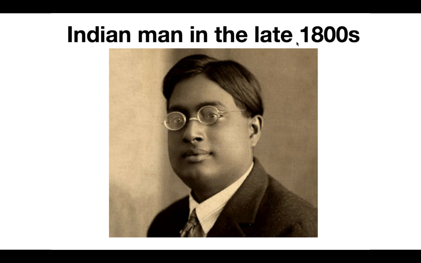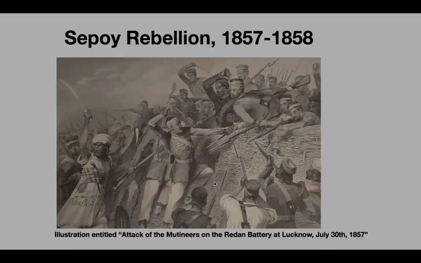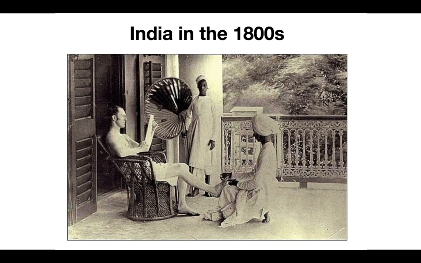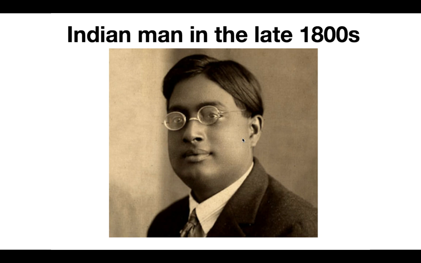So Indian man in the late 1800s. This, clearly we see he's wearing glasses. He has a suit and a tie on. Looks very different from the Indians in this picture, or the Indians in this picture or this picture. He looks like a European. He looks Western. This is what we would call Westernization, making somebody more European or American-like.